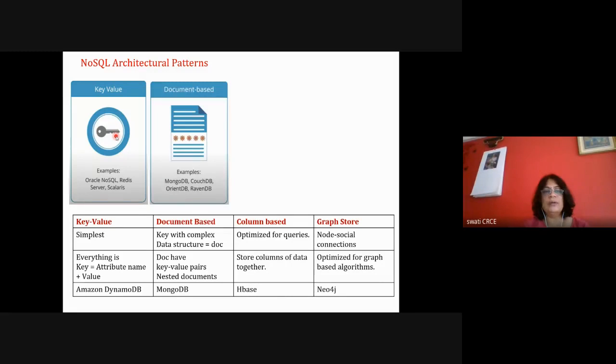Then the second type is document based. This is also similar to key value, but here your key is maybe the document name, and the value is the actual document. So it is a key with a complex data structure called a document. It is a modification of key value. Whenever we learn both the data stores, after that we'll see the differences between key value and document store.